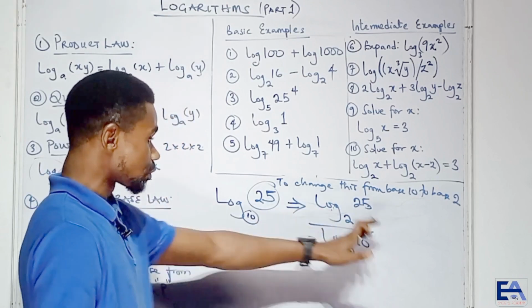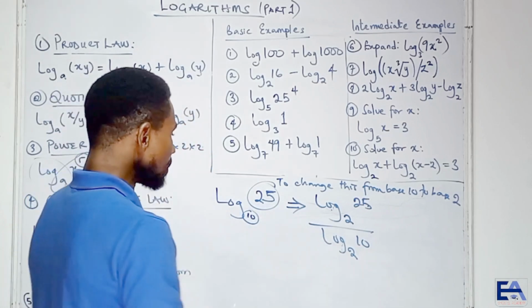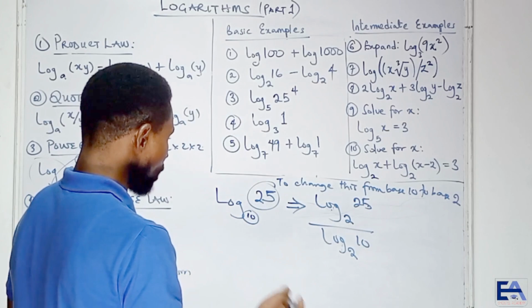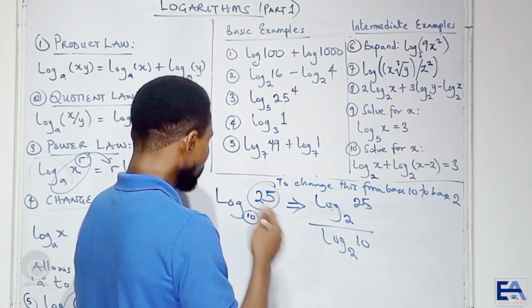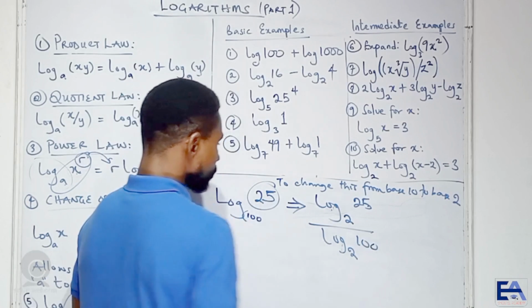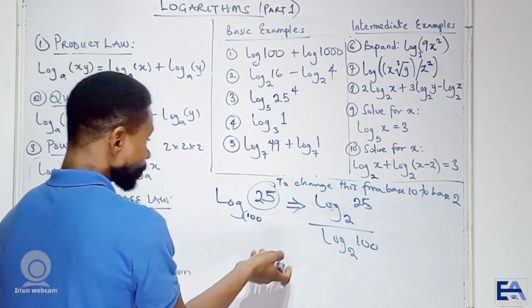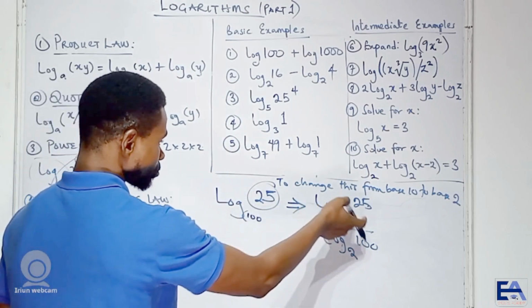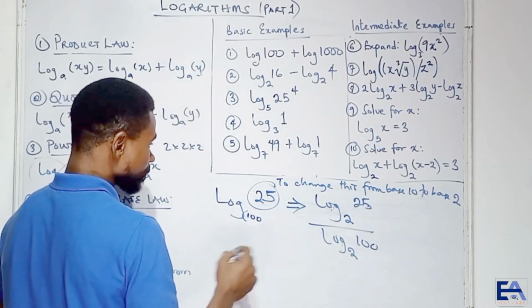But I'm not interested in doing that in this question. Let me try something else. Instead of 10 here, let me just make this 100. So we have log 25 to base 100, and we want to change it to base 2. So let's find the value of log 25 to base 2.